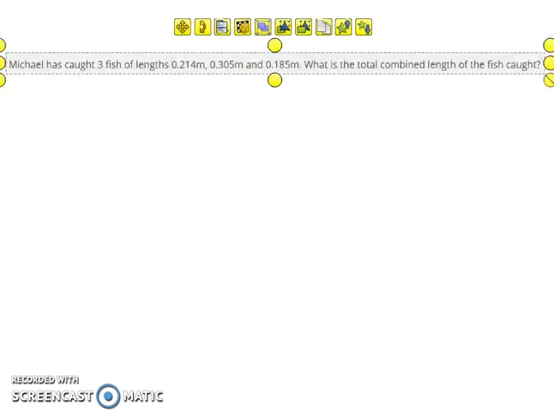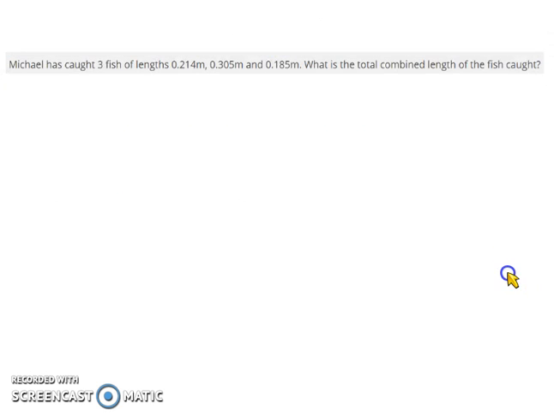Okay, now I've got a worded question, and it says, Michael has caught 3 fish of lengths 0.214 metres, 0.305 metres, and 0.185 metres. What is the total combined length of the fish caught? So when we're looking at total, we're looking at plus.